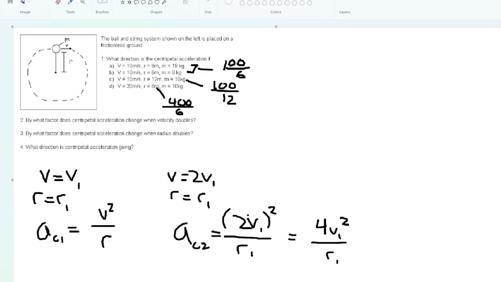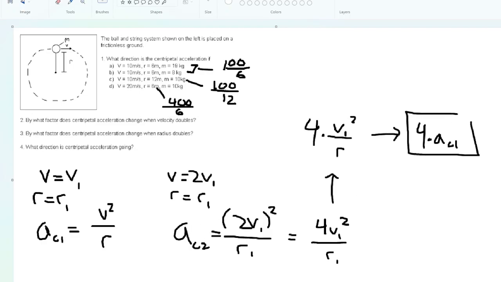So how much greater is AC2 compared to AC1 is basically what I'm asking here. If the velocity doubles, what happens to centripetal acceleration? And let's see if we could put this in terms of AC1. 4 times V1 squared divided by R. Does this look familiar? This right here is the same as this one right here. So we can go ahead and convert that to 4 times AC1. So when our velocity doubles, our centripetal acceleration will quadruple.